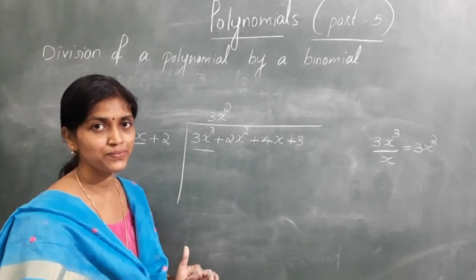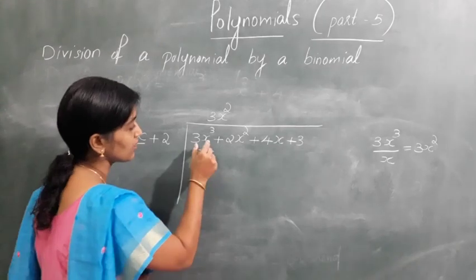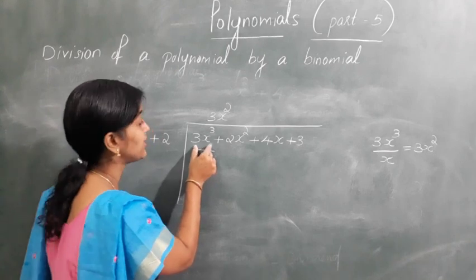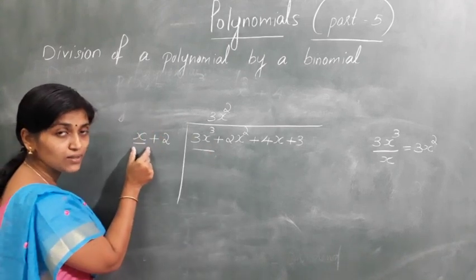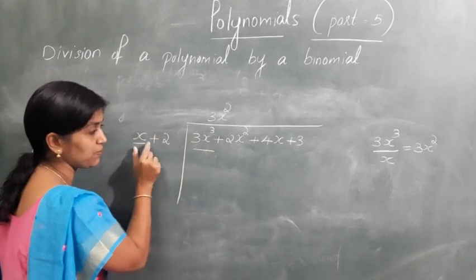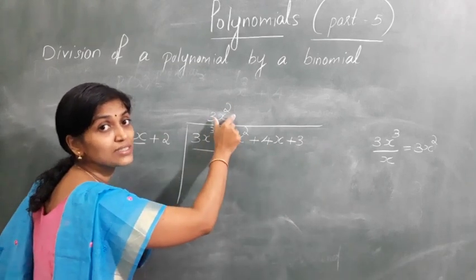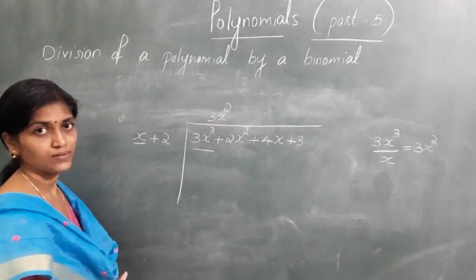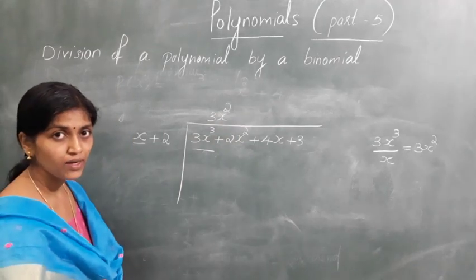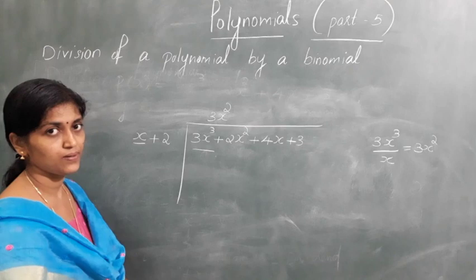Clear? Okay, take the first term divided by the first term of the divisor, that is 3x cubed divided by x. We call it 3x square. That is the first term of the quotient. Is it clear? Now next step.